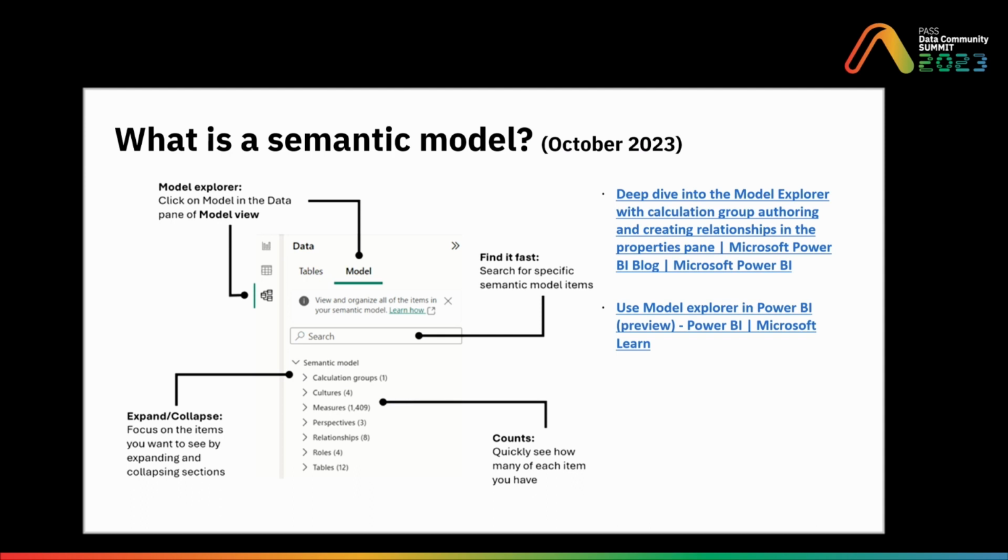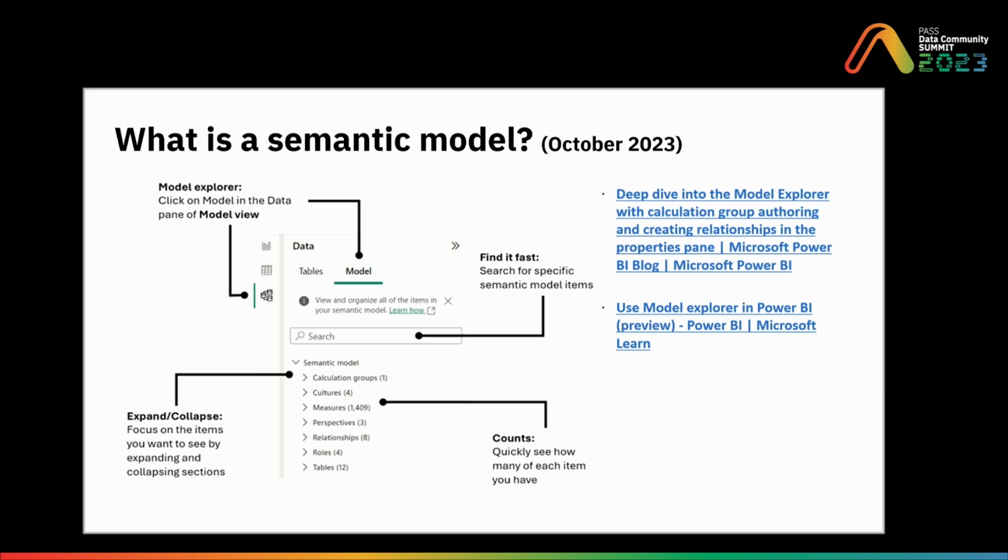All right, so let's look at the Model Explorer. A lot of times, well, what is a semantic model? I created a tree view, and it explains all the objects that are in that semantic model. So you have your calc groups, cultures, measures, perspectives, relationships, roles, and tables. Many of these items had authoring paths in Desktop already. You can create measures, create your relationships by dragging and dropping between the tables, and define row level security in roles and assign them. And of course, your tables contain all your data.